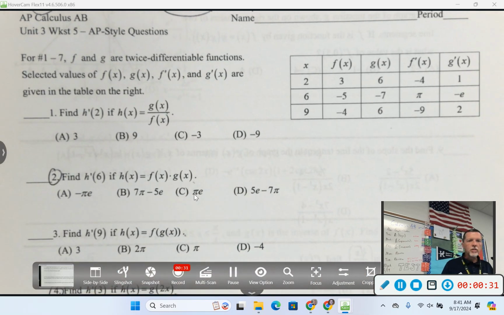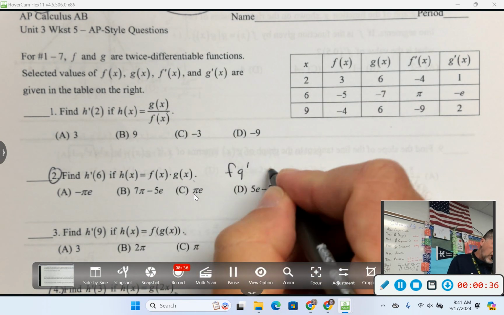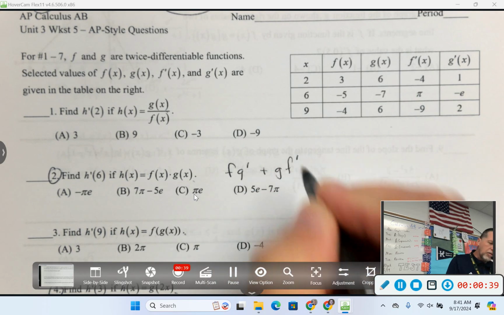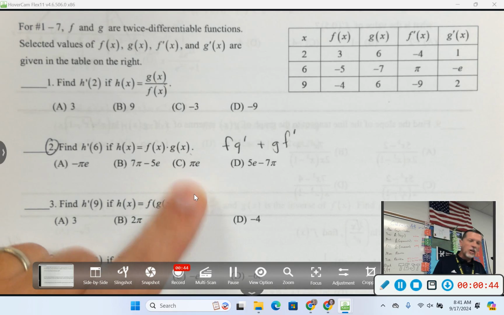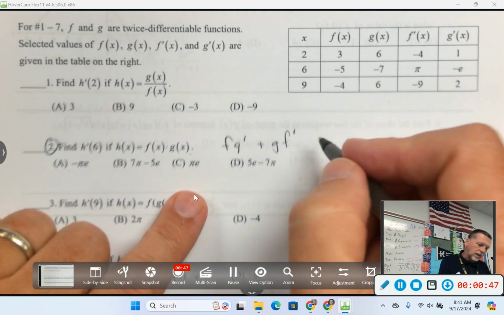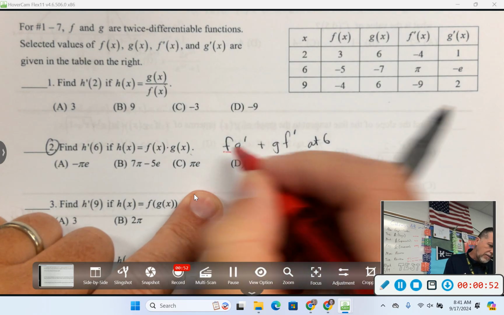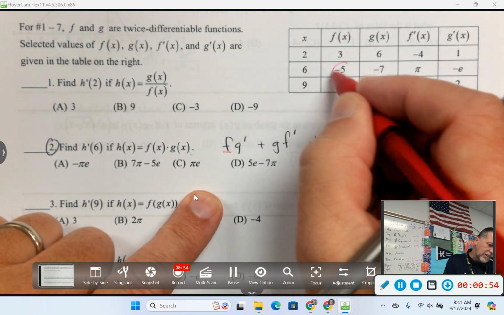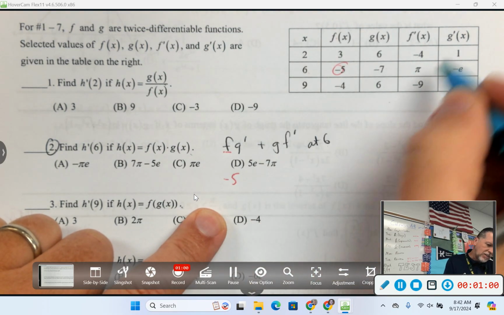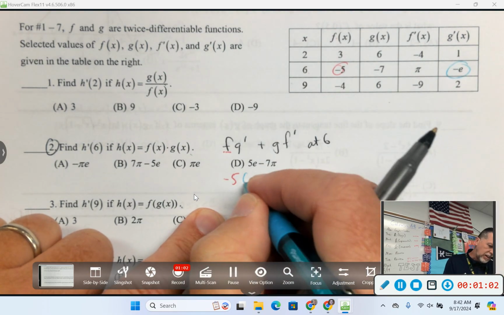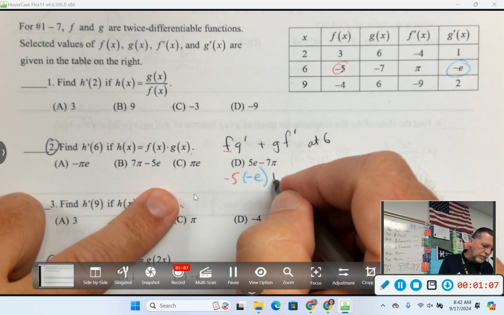We're doing the even. So number 2, f times g. The derivative of f times g would be f g prime plus g f prime. And then all of that at 6. So rather than write parentheses 6 4 times, I'll just say at 6. So f at 6 is negative 5. G prime at 6 is negative e. And that's good. I see some 5 e's there, so I'm probably on the right track.